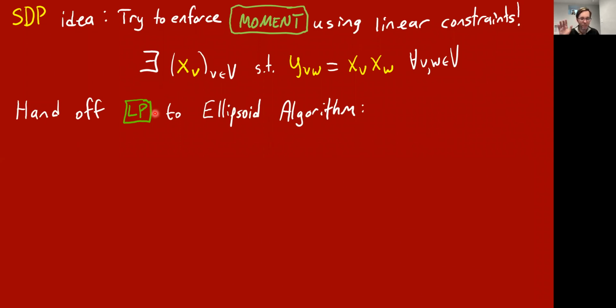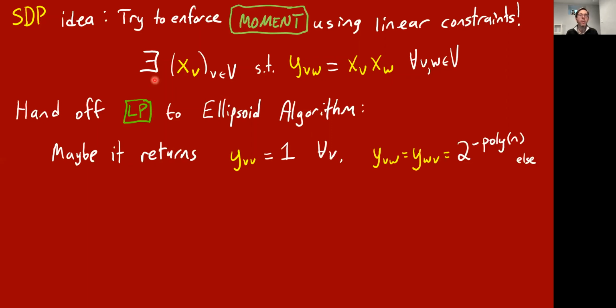And I'm going to be slightly heuristic in the following discussion for a bit. We handed those LP inequalities, actually they're equations, off to the ellipsoid algorithm without this moment constraint at all, and said, hey, ellipsoid, solve this for us. Okay, so ellipsoid would solve it. And maybe it would return some values like YVV. All the YVVs are 1. That's a constraint. It's got to satisfy that. And maybe all the other YVWs are some tiny value.